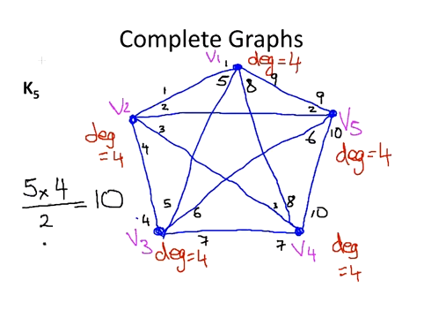So our rule works. Now we're able to do it for K6, K7, K8, K9. We'll be able to find out how many edges are in those graphs.